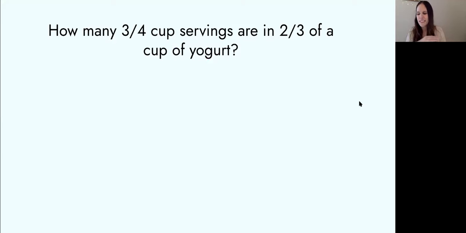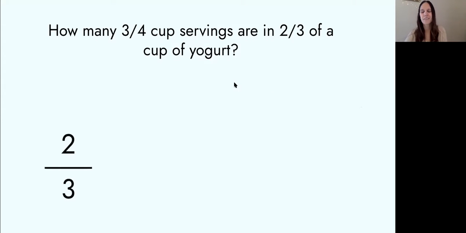Okay, now let's return to that original question. How many 3/4 cup servings are in 2/3 of a cup of yogurt? The first thing that I like to ask myself with these types of word problems is, what are we starting with? Are we starting with the 3/4 cup servings, or are we starting with 2/3 of a cup of yogurt? What do you think?